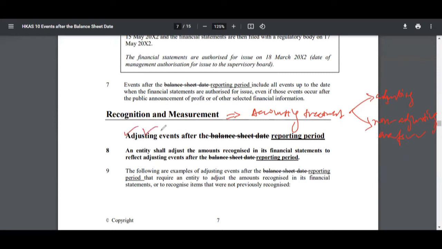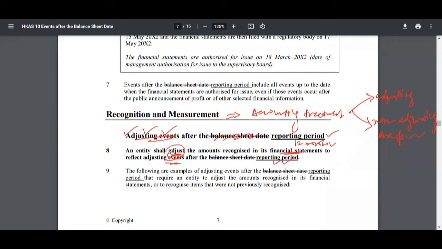So let's look at adjusting events first. They have crossed this out, and now it's basically reporting period, because reporting period is basically 12 months, or reporting period could be different as well. But generally speaking, it's going to be 12 months. So let's look at point number 8. An entity shall adjust. So this is important. An entity shall adjust the amount recognized in the financial statements to reflect adjusting events after the reporting period.